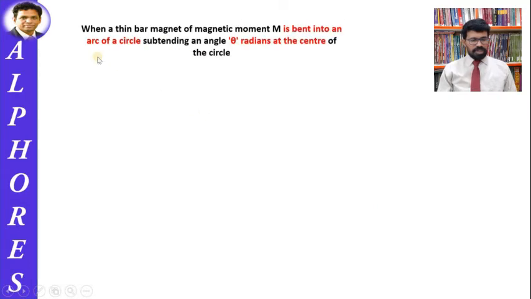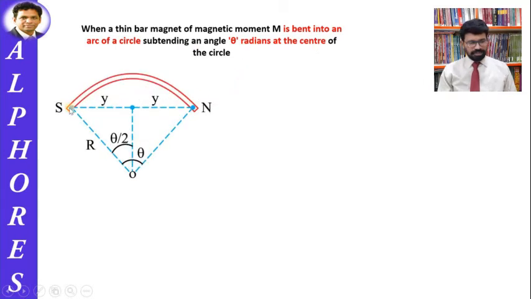Let us talk about one more situation. When a thin bar magnet of magnetic moment M is bent into an arc of a circle subtending an angle theta radians at the center of the circle. This is a kind of general case. So a thin magnet is taken and it is bent like this, such that the arc makes an angle theta at the center. The separation between these two poles, as you see here, y plus y, 2y, is the separation. So what is the magnetic length here? 2y. To find the magnetic dipole moment here, pole strength will be multiplied with 2y.